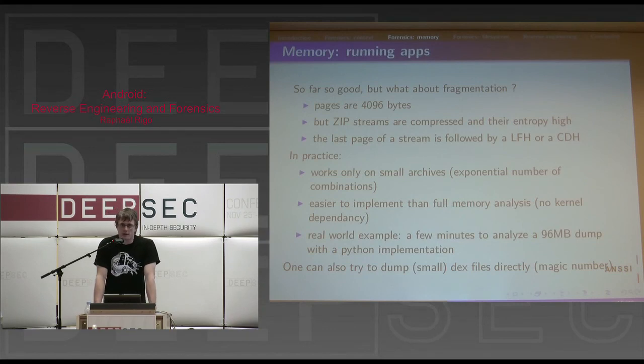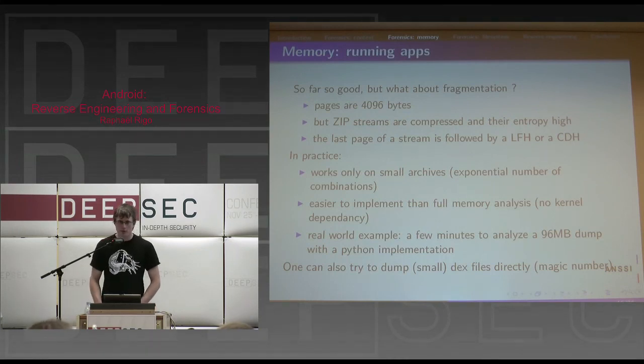But the advantage is that it's really easier to implement that full memory analysis because you have no dependency on kernel version, on architecture. It's completely generic. You can use it on any physical memory dump. And on the real world example, that is the stick challenge, it takes a few minutes, like 3 or 4, to fully analyze a 100 megabytes memory dump with a Python implementation that is pretty slow.